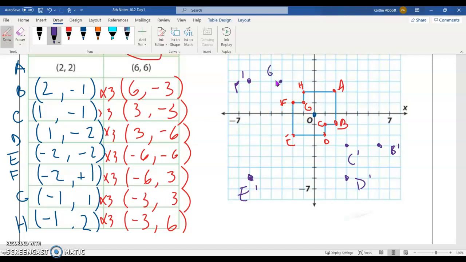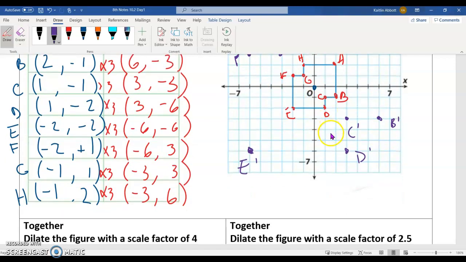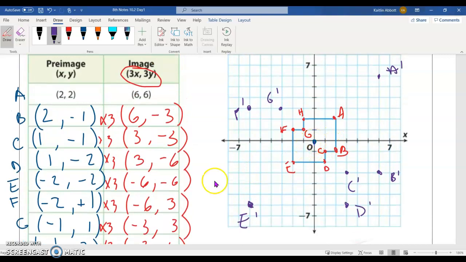So that is G prime. And H is -3, +6. 1, 2, 3, 4, 5, 6. Okay, and that is H prime. And now I am done. Now you can connect your dots and it should look like our same shape.